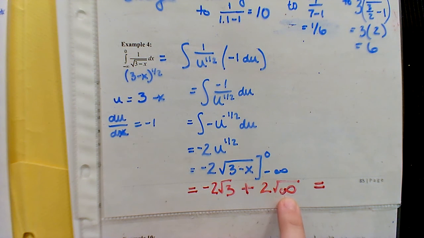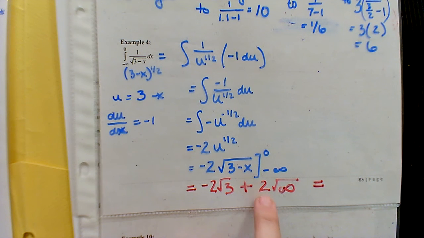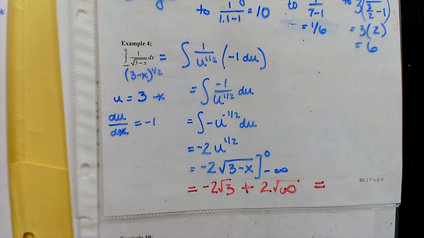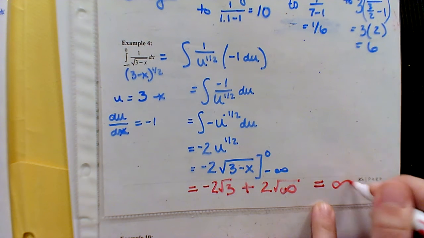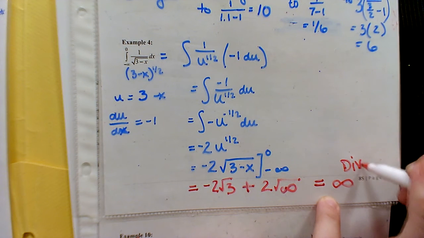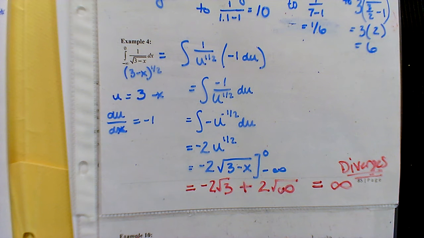You take a really large number and square root it, multiply it by 2, and then you're going to subtract 2 square roots of 3. Can you think about a specific number value or what's going on there? It's going to be infinity, yep, really large number. So it looks like this integral diverges. Okay, it has an infinite area.